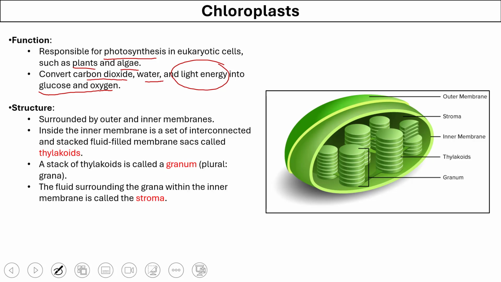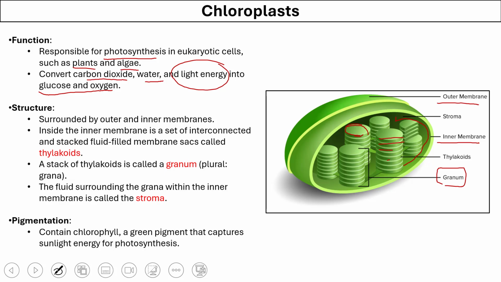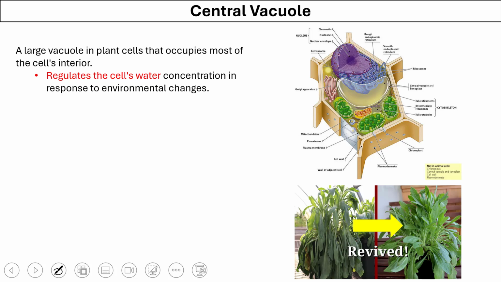Let's look at the structure of chloroplast. It's a double membrane structure. It has an outer membrane and an inner membrane. Inside the membrane, there is this matrix space called the stroma and a structure called thylakoid, which is nothing but the folds of membrane. The stack of thylakoids is called grana or singular granum. Chloroplasts contain a pigment called chlorophyll, which entraps the sun's energy in the process of photosynthesis and leads to the production of glucose.